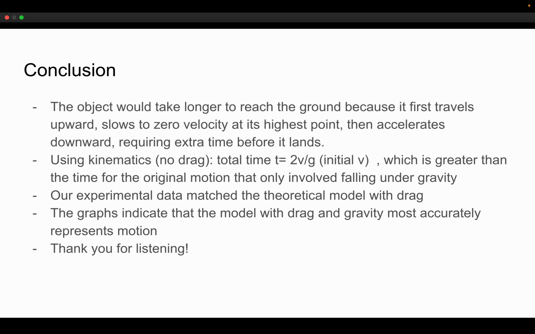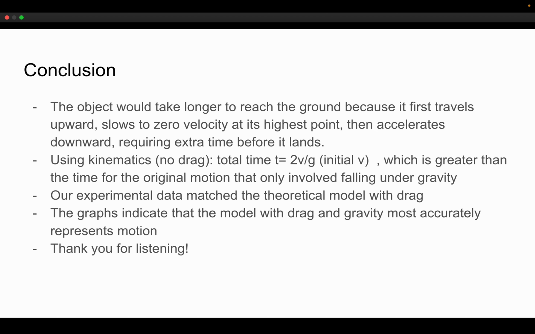If the same object were thrown straight up with the same initial speed, it would take longer to reach the ground. That's because it first slows to zero velocity at the top, then accelerates back down. Using kinematics without drag, the total time is 2 times v initial over g, which is longer than the time for just the downward motion. With air resistance, the total time is still longer overall, though the upward part will be slightly shorter because drag acts against the motion both ways.